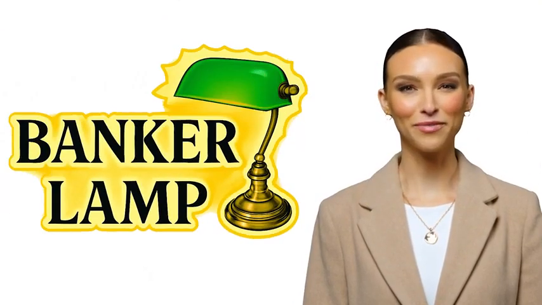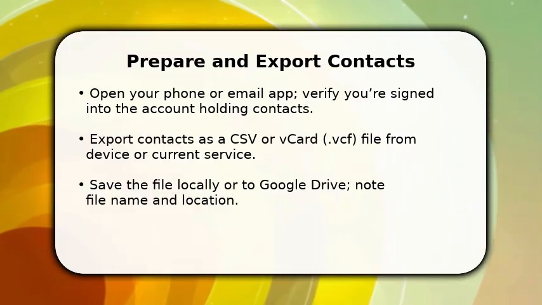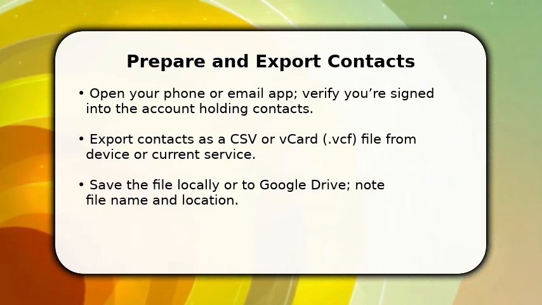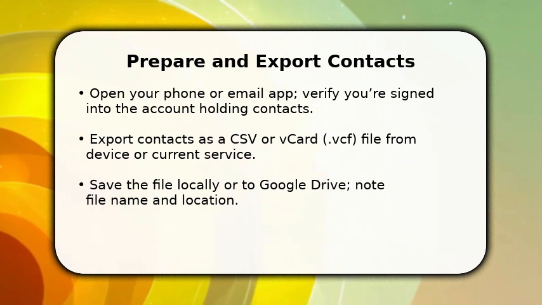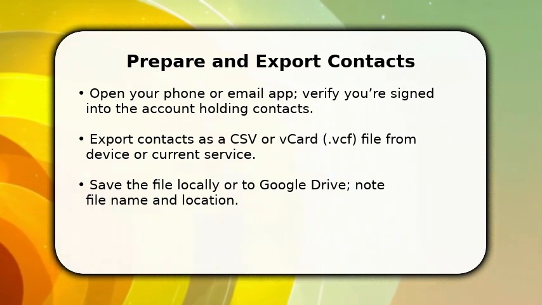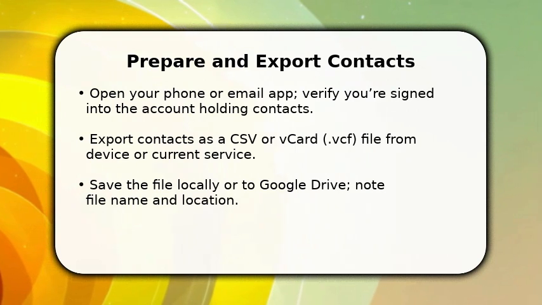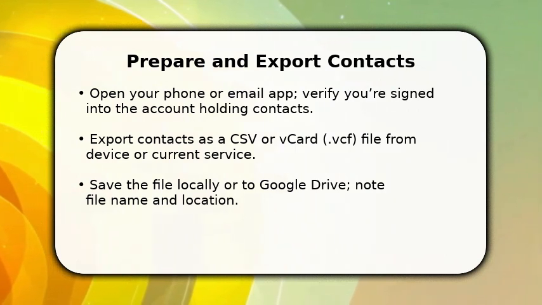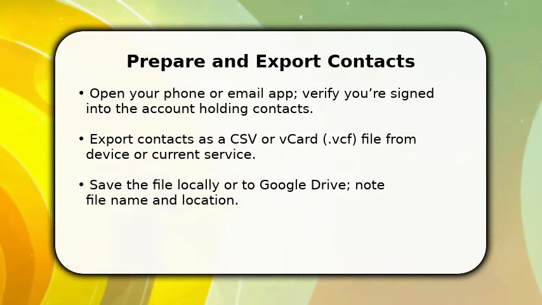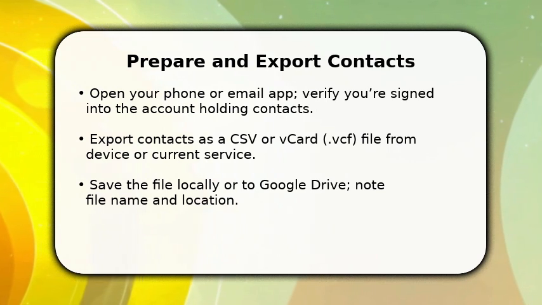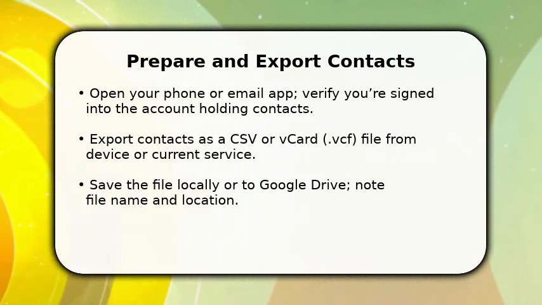Please enjoy the video. You start by exporting the contacts you want to move. On your device or current provider, open Contacts, choose Export, and pick CSV or vCard. CSV for spreadsheets, vCard for phones. Make sure you're using the account that actually stores those contacts. Once done, save the file to local storage or Google Drive. This gives you a portable list to upload into Gmail.